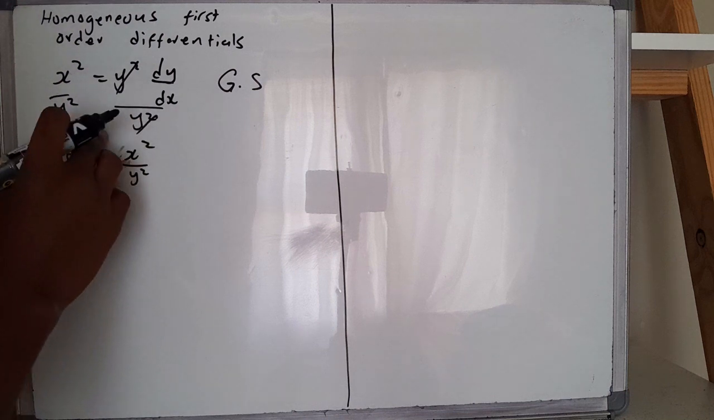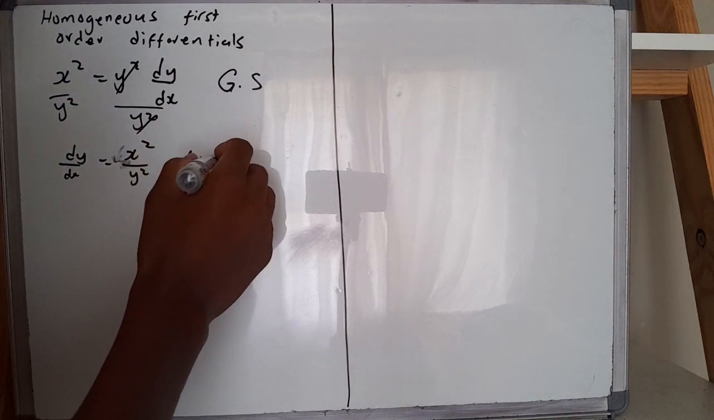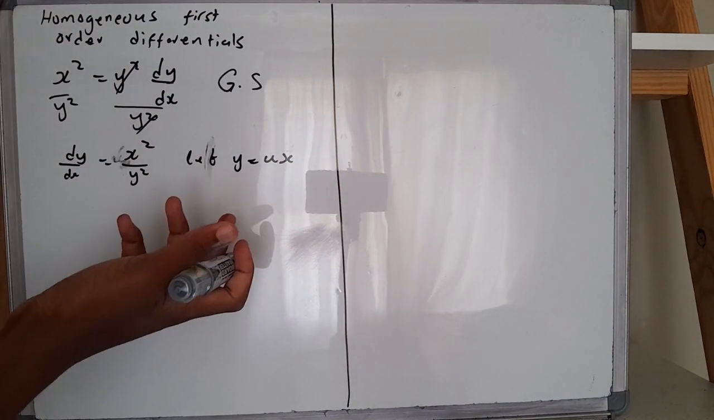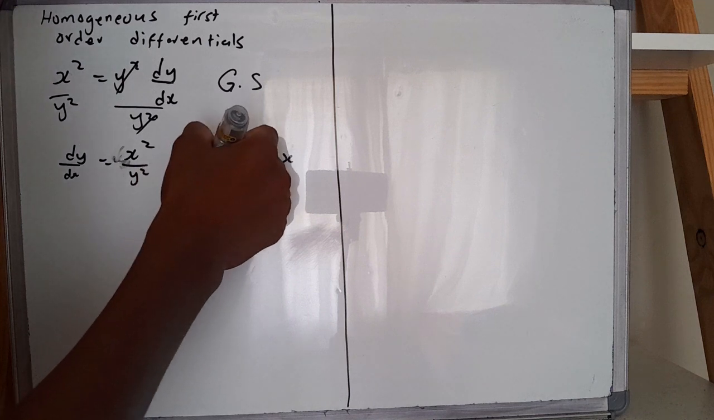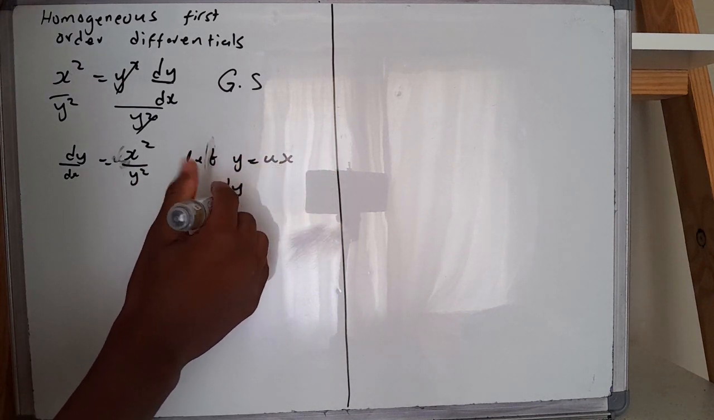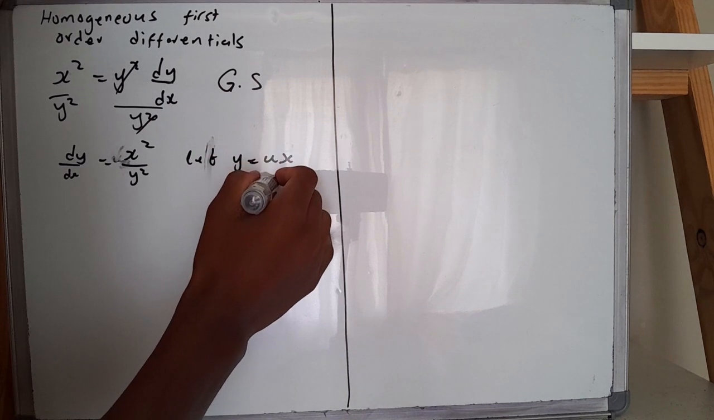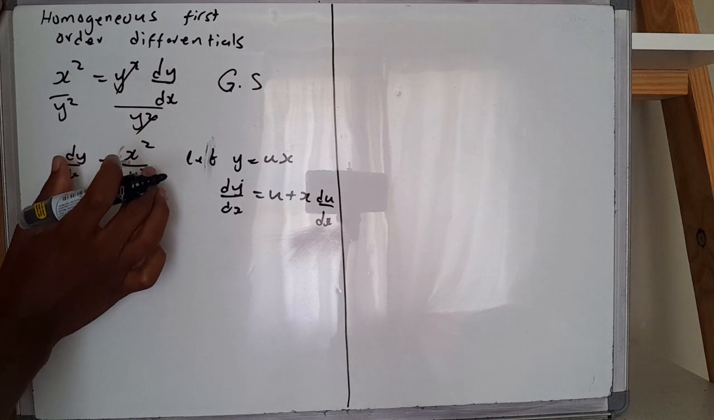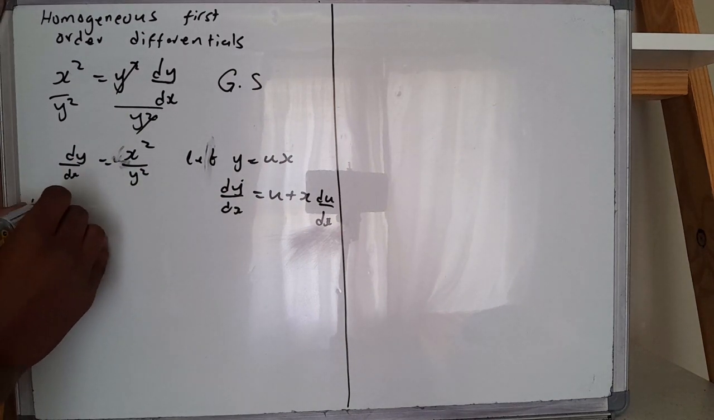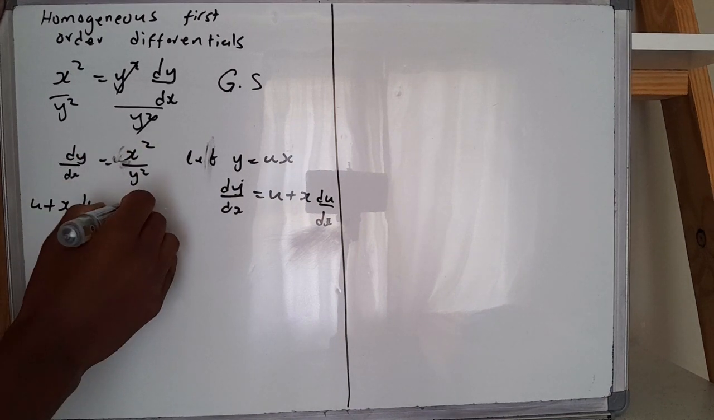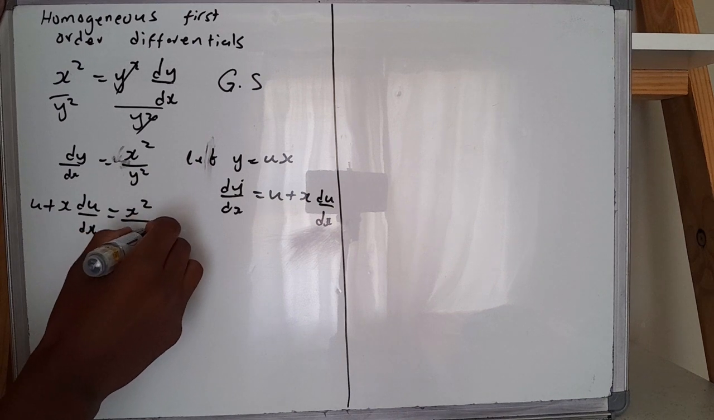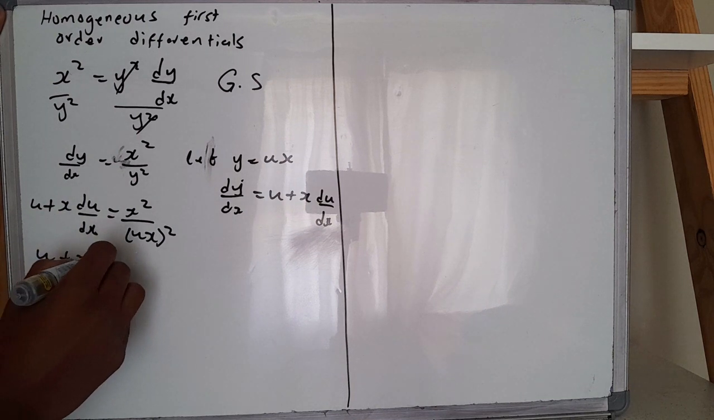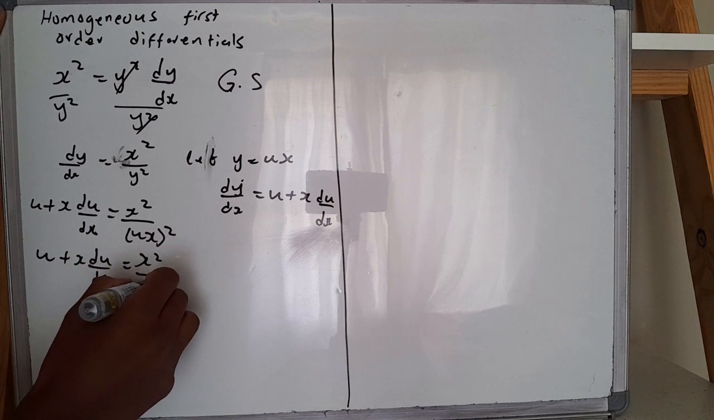Now, the second step, I need to let y be ux. Let my denominator be ux. After saying let y be ux, I can differentiate this in terms of u. I'll get u plus x du over dx. Then substitute this back into my original equation. I'll have u plus x du over dx is equal to x squared over ux squared. Then I can simplify that and have u plus x du over dx is equal to x squared over u squared x squared.